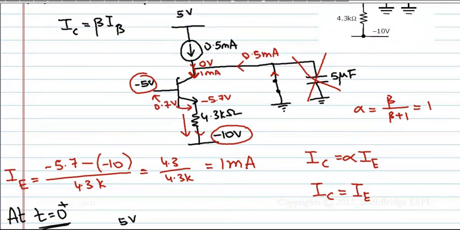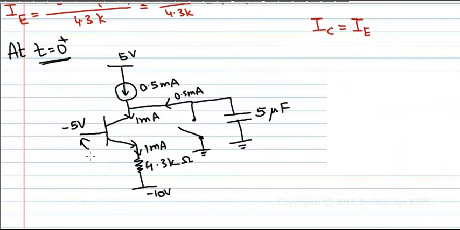At t equal to 0 plus also, this 0.7 volt is maintained, right? Potential difference. Therefore at this point how much do we have? Minus 5.7 volt. And therefore the current through this comes to be 1 milliampere, same as the previous calculation. Since alpha is approximately equal to 1, IC should be 1 milliampere. So now who will give the 0.5 milliampere? Not from ground. We will get 0.5 milliampere from the capacitor, right? Therefore the capacitor has 0.5 milliampere.